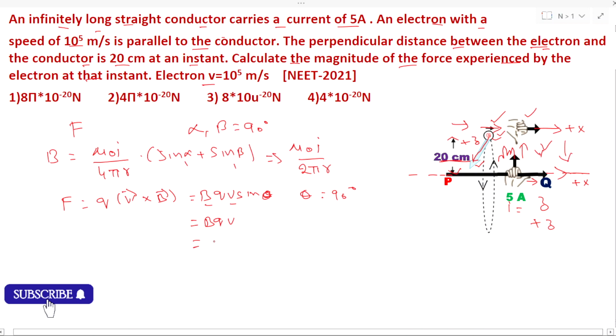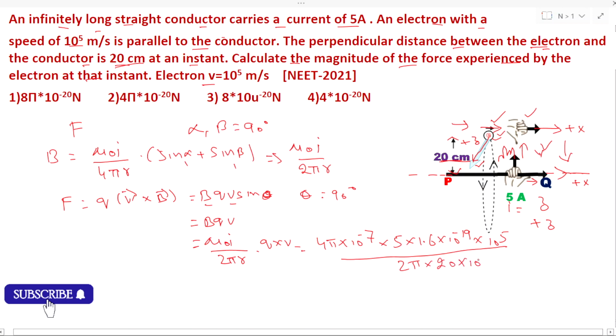Okay, now let us substitute. The formula for B is mu naught I by 2 pi r, into the charge of the electron q, into the velocity of the electron. Now if I substitute the values, what will I get? Mu naught is 4 pi into 10 power minus 7, into I. What is the current? 5 ampere, into the charge of the electron 1.6 into 10 power minus 19, into the velocity of the electron, that is 10 power 5, whole divided by 2 pi into r. What did he give? He told that the perpendicular distance is 20 centimeters, that is 20 into 10 power minus 2 meters.